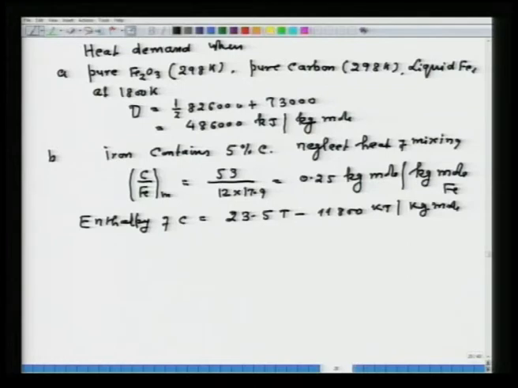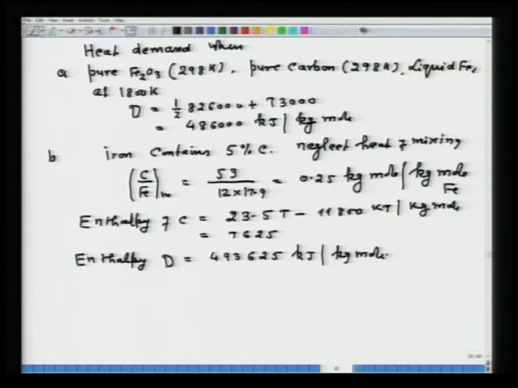So, I substitute T equal to 1800 Kelvin and calculate now. This value will come to 7625 kilojoule per kg mole carbon. So, the enthalpy demand will be equal to 493,625, because all that we have to do is add 7625 to 486,000. So, this is what I mean by modification.